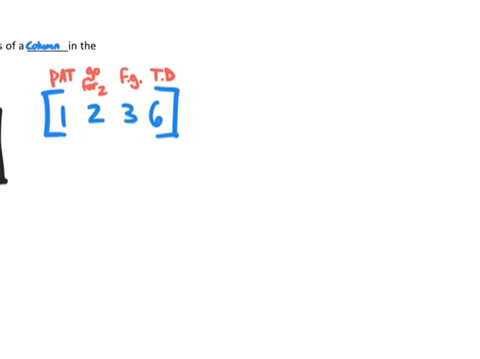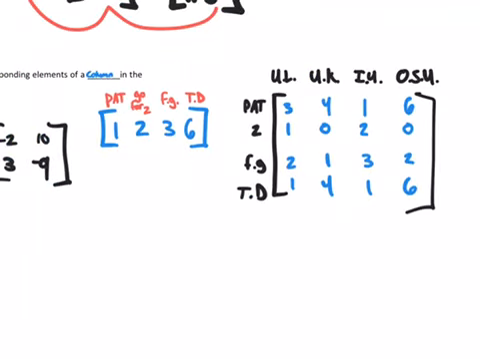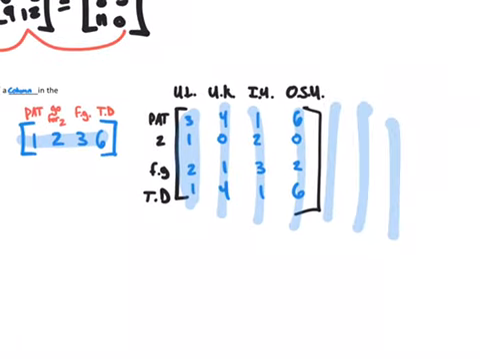Now, if we make another matrix with different teams, I've got U of L, UK, Indiana, Ohio State, what we could now come up with very quickly, especially using technology, when I multiply this row by these columns, we would be able to generate the total amount of team points that team scored in their football game. And I could do that for as many teams as I wanted to very, very quickly.